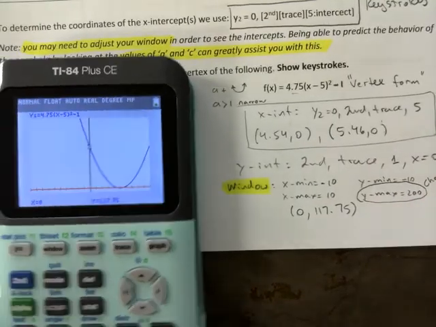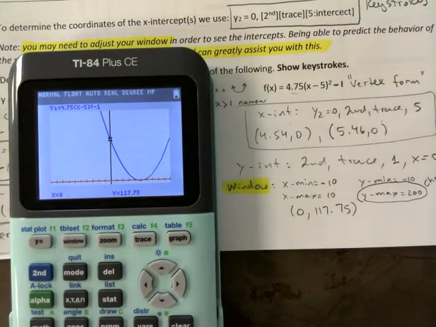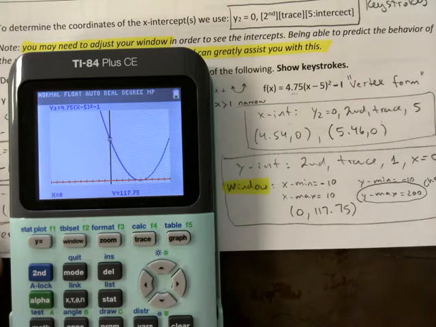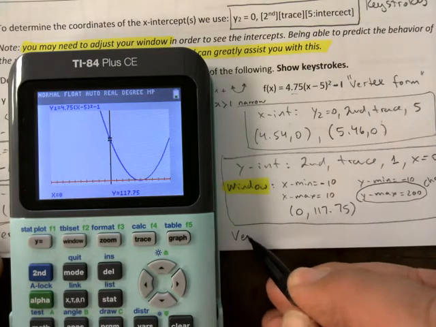How do you get back to the standard? Zoom 6. Zoom 6 solves your problem. If you ever wander and you're like, oh shoot, I put in the wrong number and now it's all messed up, I can't even see something, right? Zoom 6 gets you back, and then start changing again until you see what you want to see. Okay, so that's your Y-intercept. Box that in.